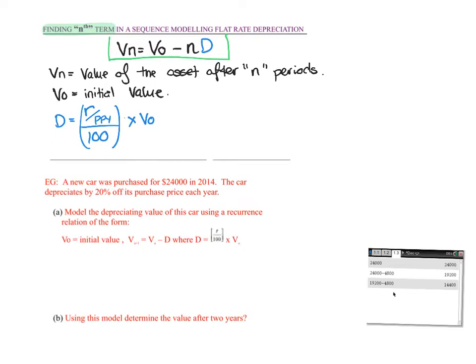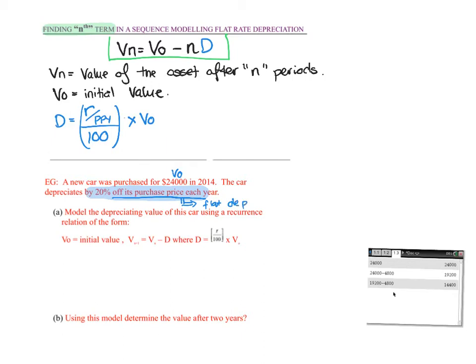A new car was purchased for $24,000 in 2014. So I'm going to start going, that's V0, yes? And the car depreciates by 20% off its purchase price per year. So I just want to show you, see how it says off the purchase price? That is an indication to you that it is flat rate depreciation.